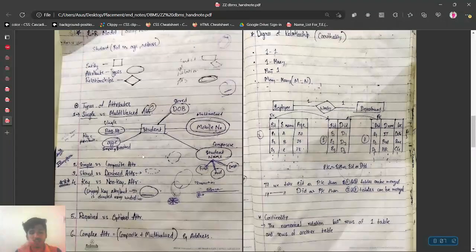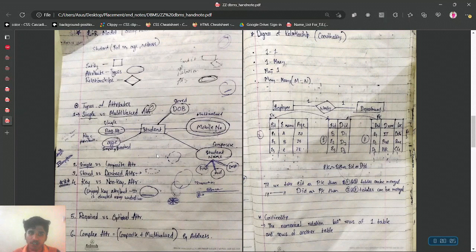So, types of attribute: there are 5 to 6 types. Types of attribute are like single versus multi-valued attribute, simple versus composite attribute, stored versus derived attribute, key versus non-key attribute, and then required versus optional attribute, then complex. These are all nonsense. Not going to ask much about this in the interview. Okay, the types of attribute: single versus multi-valued.